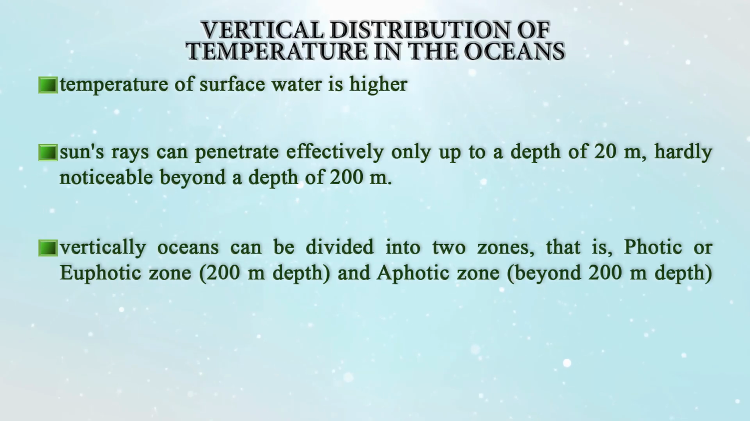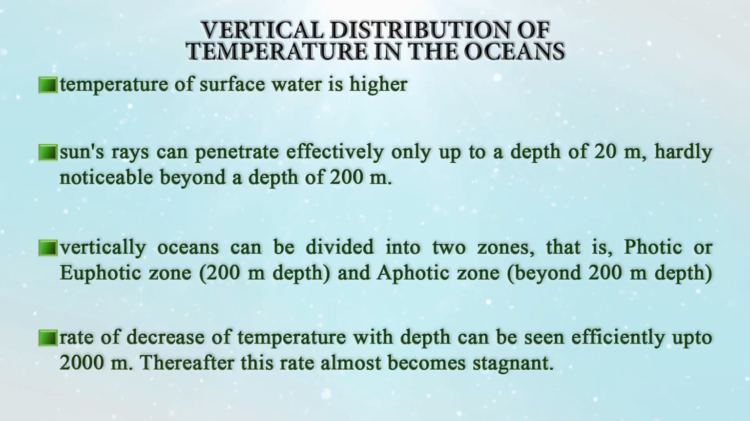So vertically, oceans can be divided into two zones. One is the photic or euphotic zone, which is from the surface to 200 meters of depth, and the aphotic zone, where there is no light reaching the oceans, which is beyond the 200 meters depth, where no light penetrates, and it is the darker zone of the ocean.